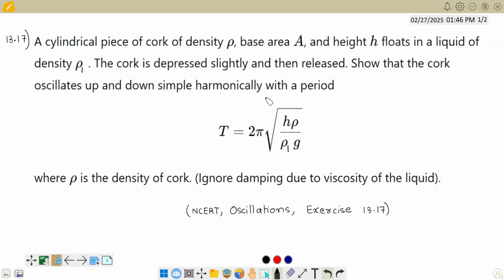Hello student, the question says a cylindrical piece of cork of density rho, base area A and height h floats in a liquid of density rho 1. The cork is depressed slightly and then released. Show that the cork oscillates up and down simple harmonically with a time period T equal to root of h rho by rho 1 g, where rho is the density of cork. We have to ignore the damping due to viscosity of the liquid.